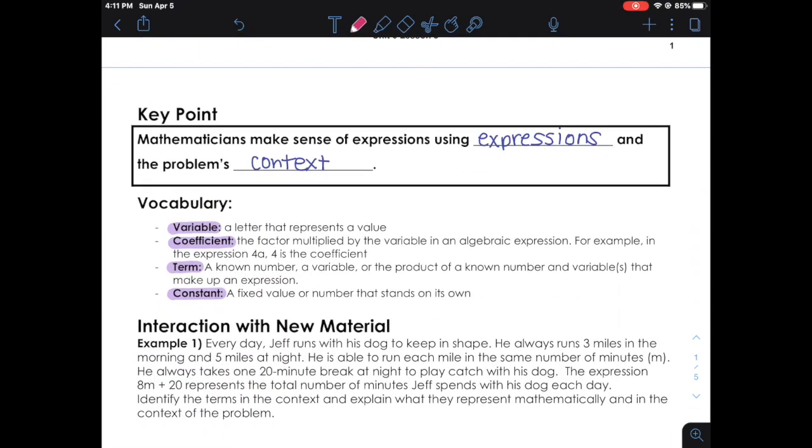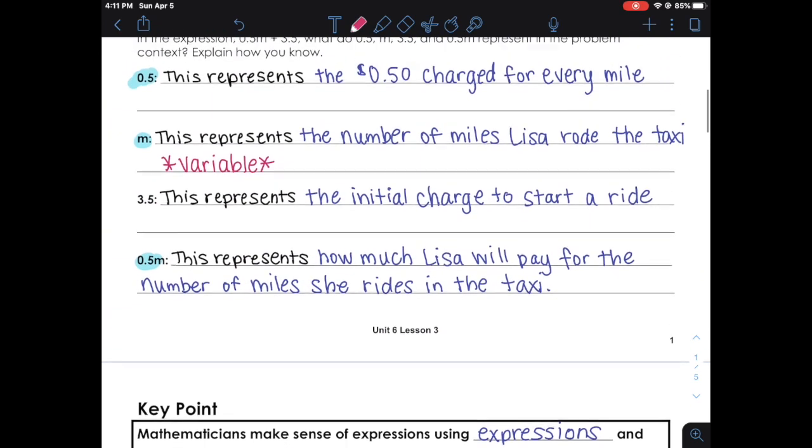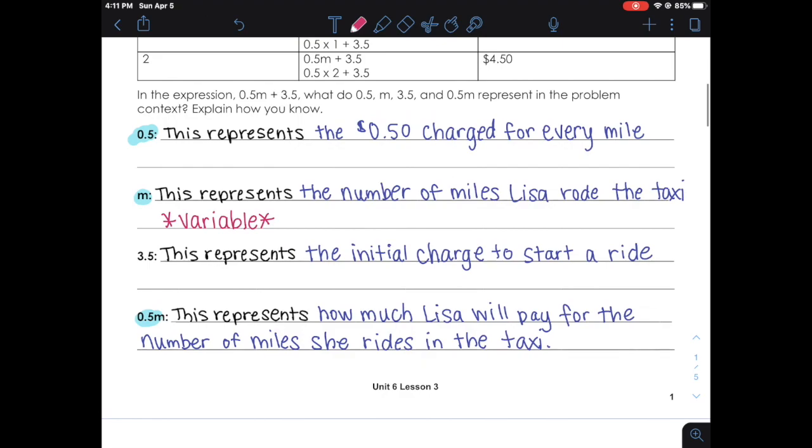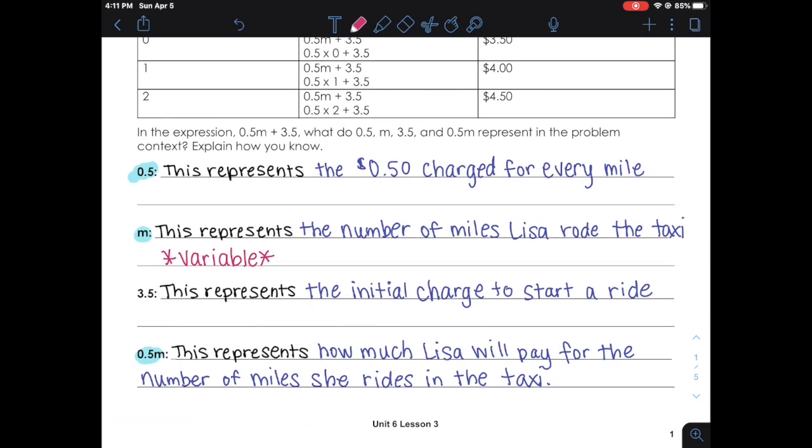A coefficient. The coefficient is the factor multiplied by the variable in an algebraic expression. For example, in the expression 4a, 4 is the coefficient. So if we go back to our think about it, which was our coefficient? Which is the number we multiplied by our variable, m? That's right, the 0.5. So this is an example of a coefficient.